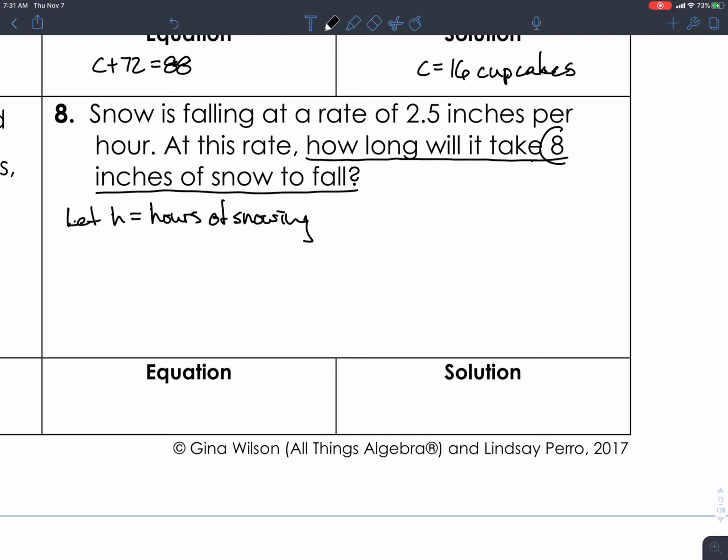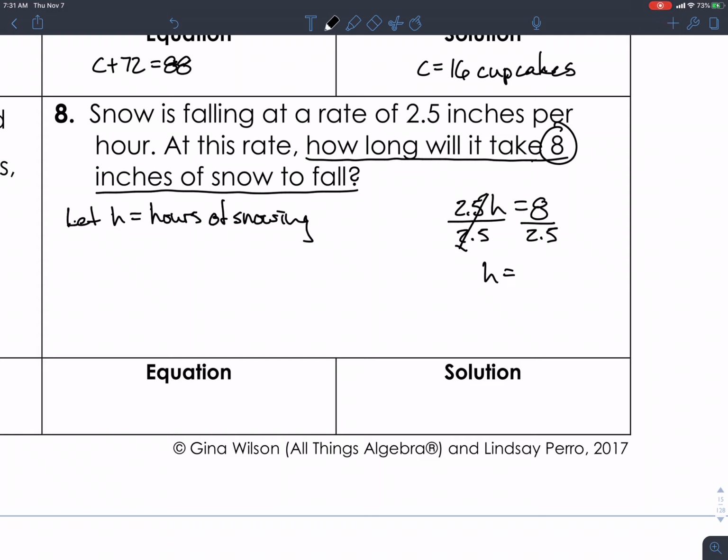Well, there's our total right here, 8. So let's go ahead and put equals 8. How fast is the snow falling? Well, 2.5 inches per hour, but we don't know how many hours, so it's going to be 2.5 times the number of hours it actually snows to get 8 inches. So that's 2.5 times H equals 8. So divide by 2.5 on both sides to do the inverse operation of multiplication. That becomes a 1. So we end up with H equals.